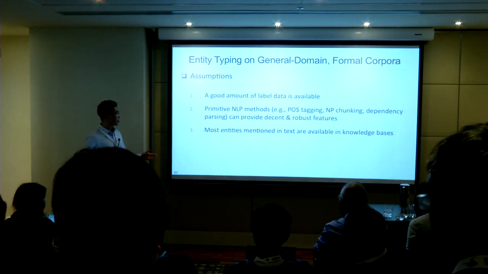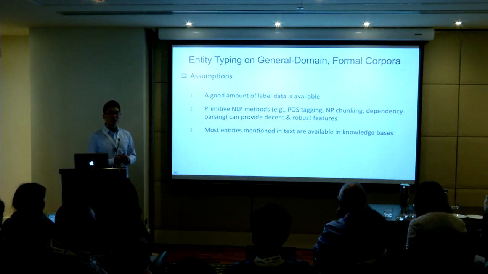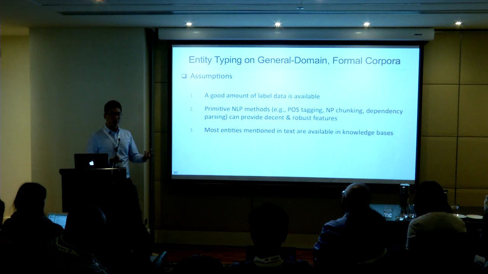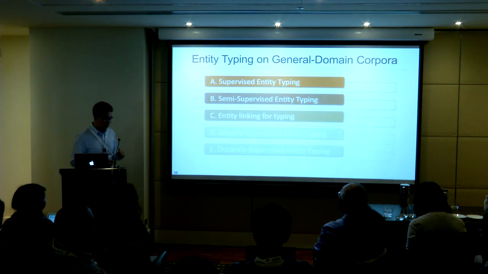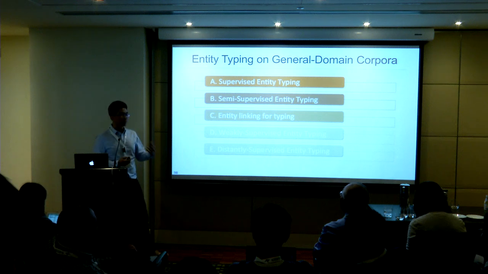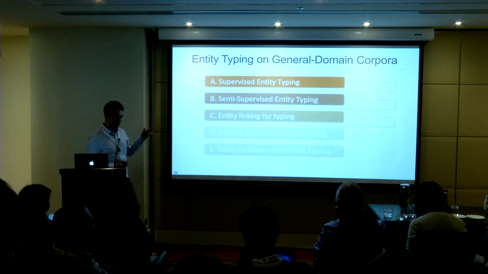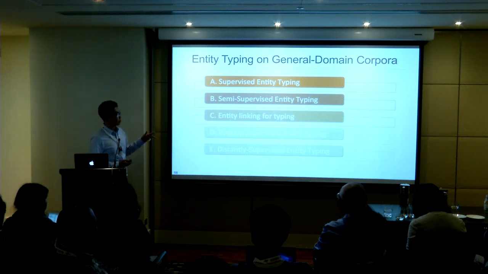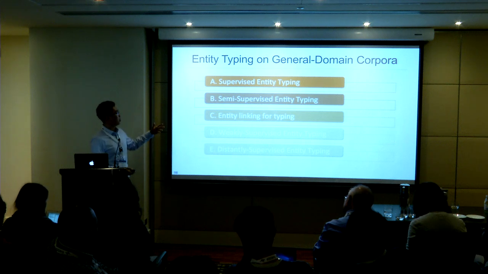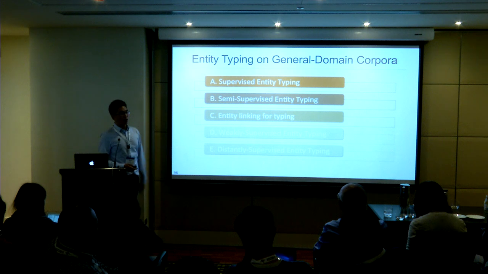And we are assuming that most of the entities mentioned in this text can be found in the knowledge base, so naturally you can seek the knowledge base for help. There are five families of methods that work pretty well in this case. But we will be focusing on only the first three, because the last two are more effective for domain-specific and irregular corpus, and we will introduce those in more detail when we dive into that part. So we will focus on the first three, which are the supervised, the semi-supervised, and the entity linking methods for the general domain corpus.